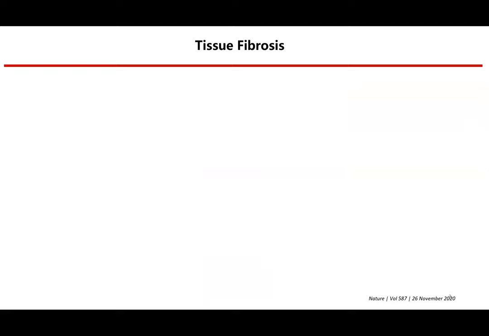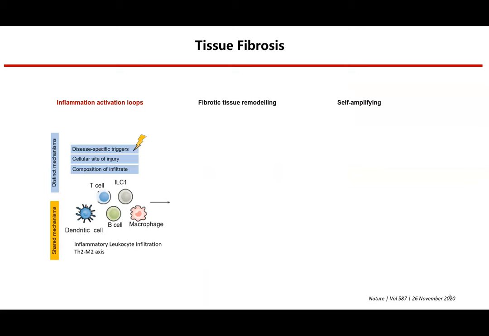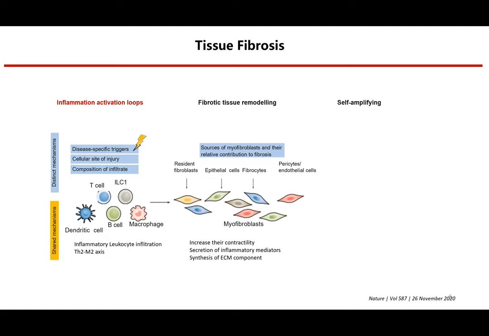The fibrosis mechanism involves three stages, and the first is the inflammatory activation loop, in which immune cells play a very important role. Disease-specific and site-specific triggers will drive tissue inflammation and the activation of T helper 2 cells and macrophage polarization. These then secrete a large amount of fibrotic cytokines. Then the fibrotic tissue will remodel.